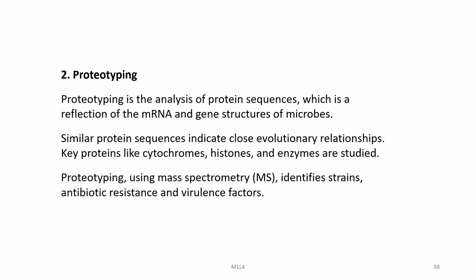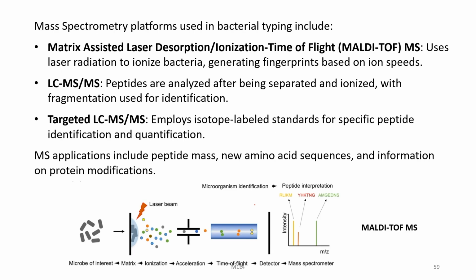The next important technique is the proteotyping, which is the analysis of protein sequences. Until now, we have been focusing a lot on DNA sequences. This is a reflection of the mRNA and gene structures of microbes. Similar protein sequences indicate close evolutionary relationships. Key proteins like cytochromes, histones and enzymes are studied. Proteotyping using mass spectrometry identifies strains, antibiotic resistance and virulence factors.